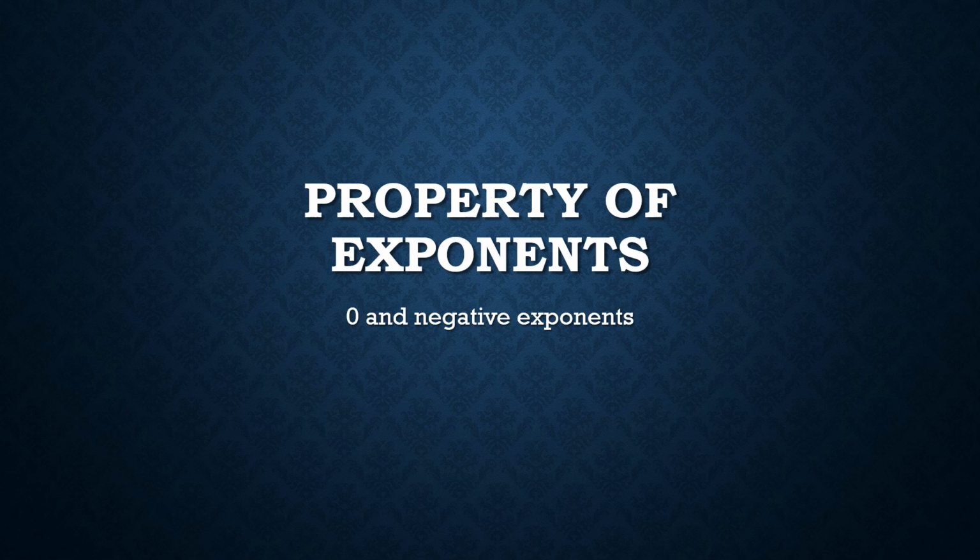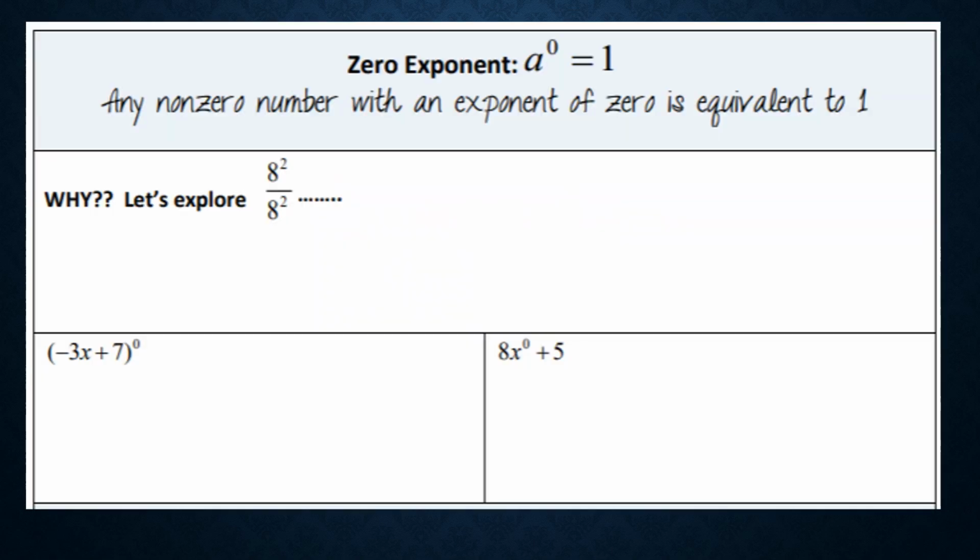We're going to look at another property of exponents, and that is zero exponents and negative exponents. So a to the 0 equals 1. Any non-zero number with an exponent of 0 is equivalent to 1. So let's explore. We've got 8 squared over 8 squared.